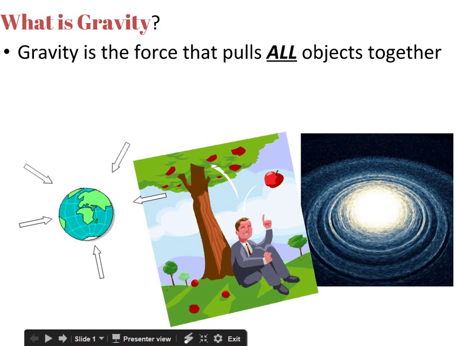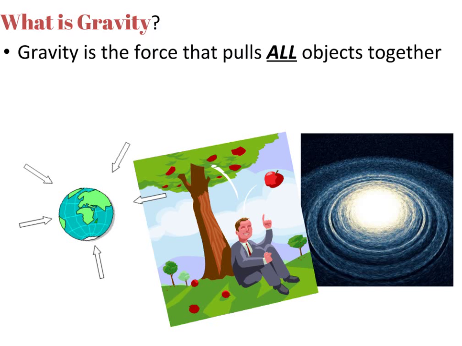So it pulls all objects together, and I have all objects underlined because we don't normally think about all objects, like your book bag being pulled towards your notebook or your chair being pulled towards your table, because we don't see that happening. The reason we don't see those things happening is because we are under one gravitational pull, 1G, downward towards Earth. And that gravitational pull is so strong that we don't see stuff actually pulling towards each other, or having any motion towards each other, because our gravitational pull is pulling us downward with so much force.